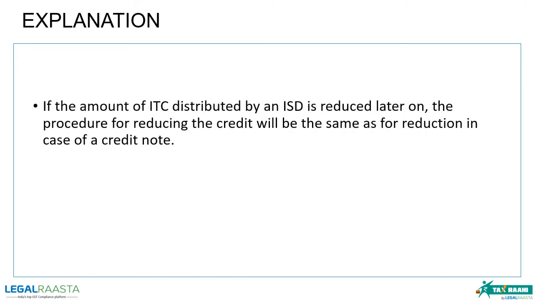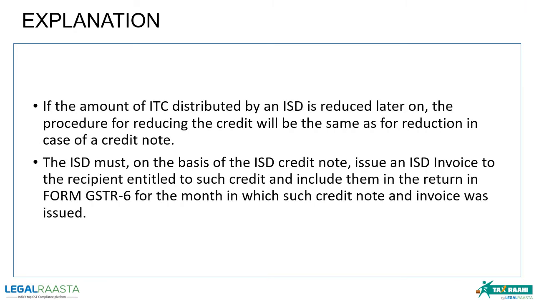If the amount of ITC distributed is reduced later on, including because it was distributed to a wrong recipient, the procedure for reducing the credit will be the same as for reduction in the case of a credit note. The ISD must, on the basis of the ISD credit note, issue an ISD invoice to the recipient entitled to such credit.